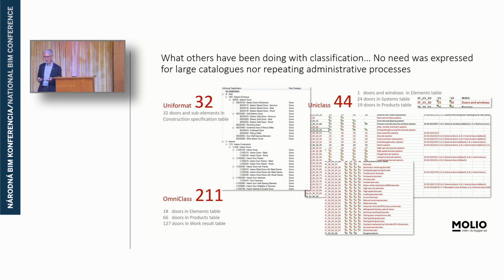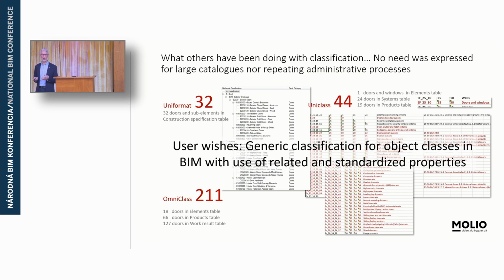So, what we did when we made that survey, we found out that very many of the classification systems we found, the numbers here are entries for doors, and only for doors. And in very well-known worldwide classification systems. And that's not very suitable, and our users said, oh, no, every time we change a bit about a door, we have to change the classification code. That's not going to work. That will be a lot of administrative work, and it's not stable all through the life cycle. So please make a generic classification for object classes in BIM, where we can use related and standardized properties.